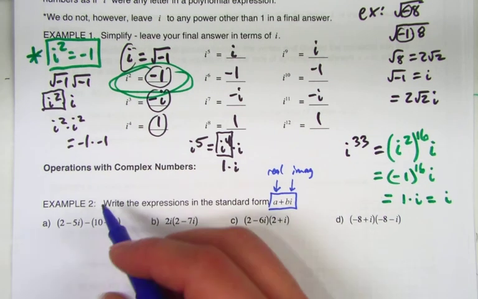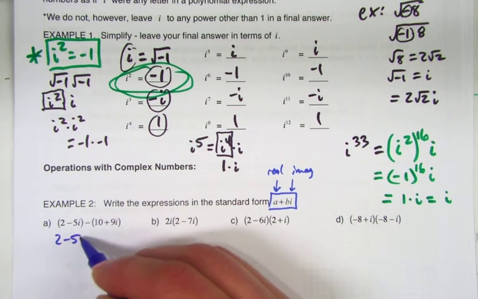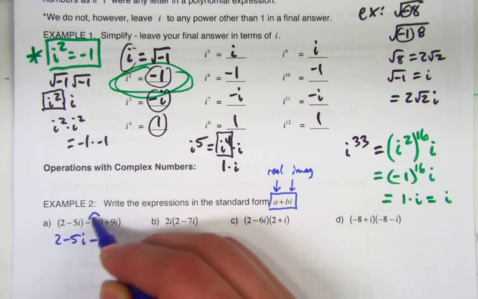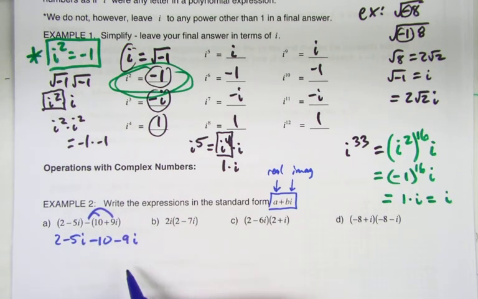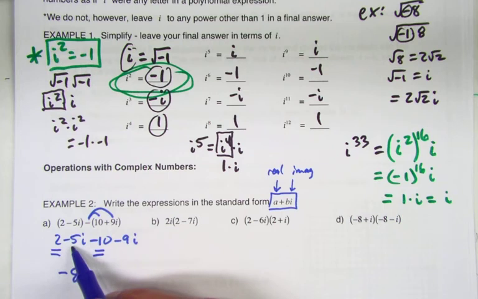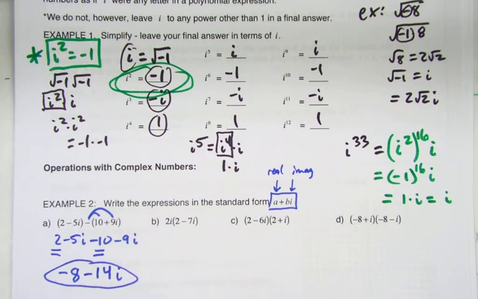Okay, so here, if we just distribute the negative, like normal, right? We get negative 10 minus 9i. Now we combine like terms. The real numbers, 2 minus 10 give us negative 8. And then minus 5i and minus 9i give us minus 14i. So there's our answer. It's just combining like terms.